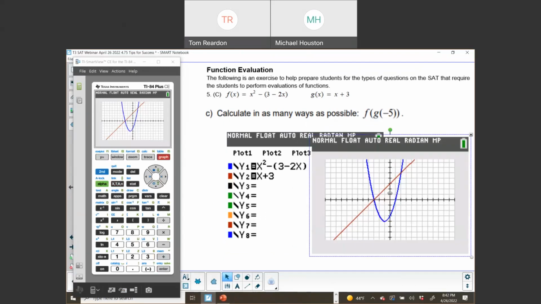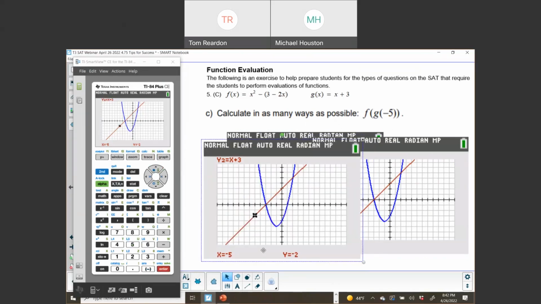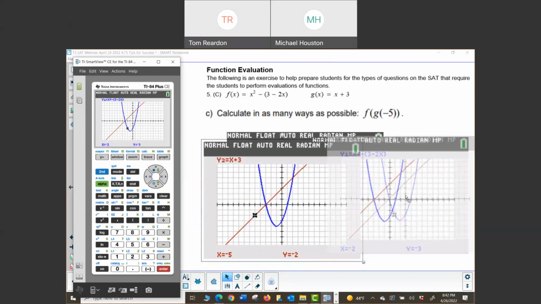So stay with me. I go slower with students, but I want to find f of g at -5, which means I want to evaluate g at -5. So I'm going to trace, but I need to get to the red function first and then trace to -5. So I'll type -5, enter. And when I do that, -5 gets me -2. So that's my y coordinate of this thing here, but it becomes my x coordinate for f. So now I want to trace to the blue function to -2, and I'm getting -3.